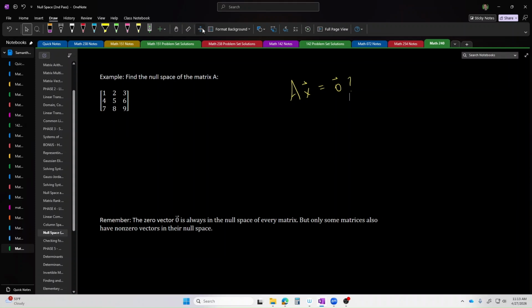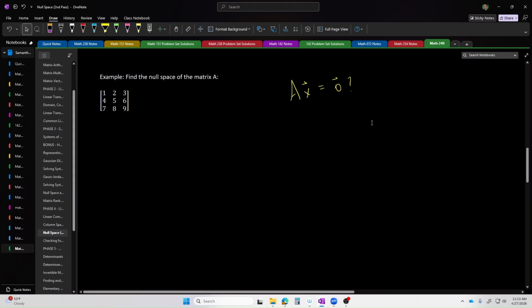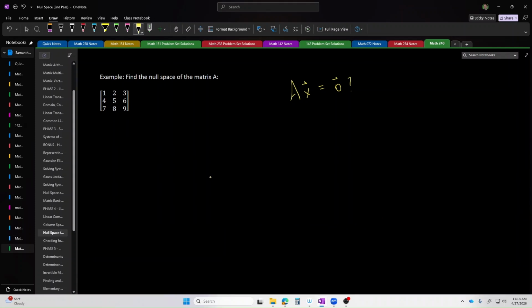Now, once again, I can go ahead and take this question and I can transform it into the equivalent question in one of the other formats that we've studied in this class. So, for example, as an augmented matrix, which will allow me to study the situation using row reduction.